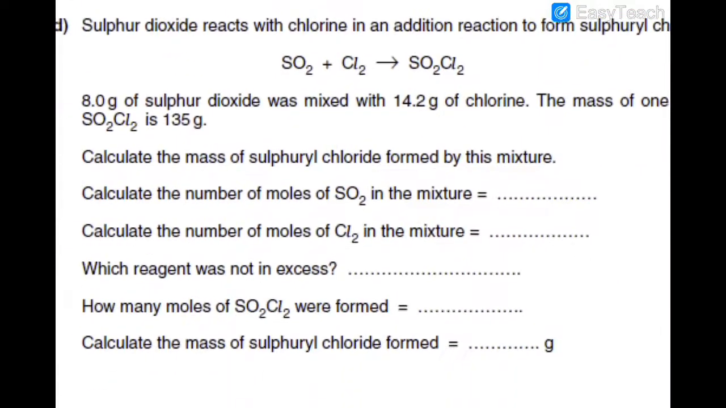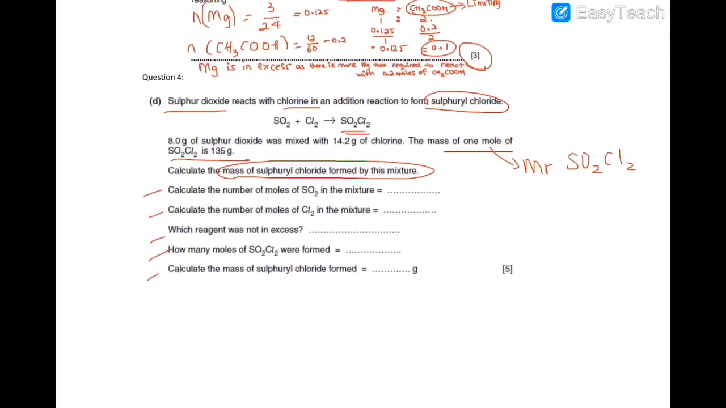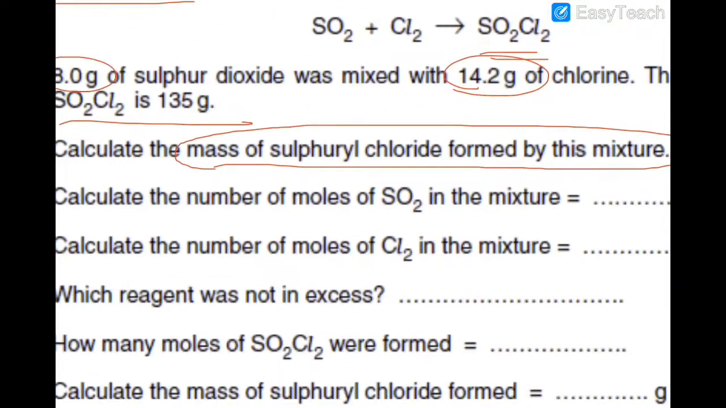So for 3 marks: sulfur dioxide reacts with chlorine to form sulfuryl chloride. It tells you that 8 grams of sulfur dioxide reacted with 14.2 grams of chlorine, and the mass of 1 mole of sulfuryl chloride is given. So this is the MR of SO2Cl2. You need to calculate the mass of sulfuryl chloride formed by this mixture, and it has been broken down into different parts. You are given the mass of sulfur dioxide and the mass of chlorine, so definitely you will need to find the limiting reagent.